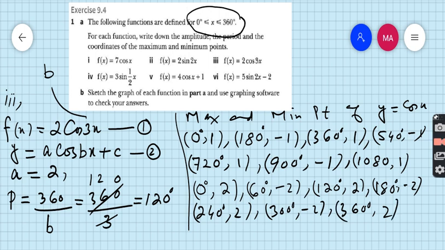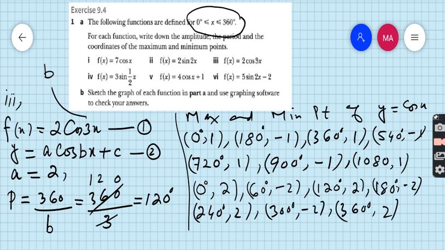Why we are not taking more value than 1080? Because after this we will have a maximum or minimum point, but that point is beyond our domain, that is 360 degree. So we should restrict on 360 degree and we write all the points which give us maximum or minimum value. So this is the answer of A part 3.